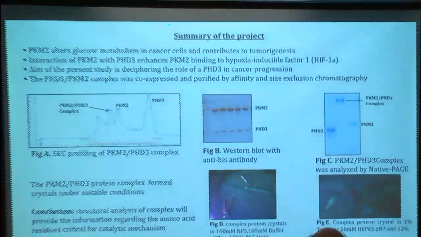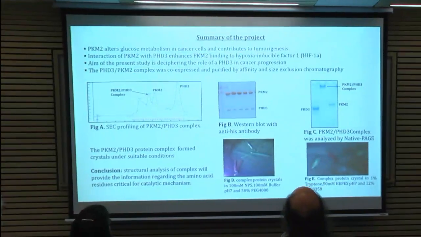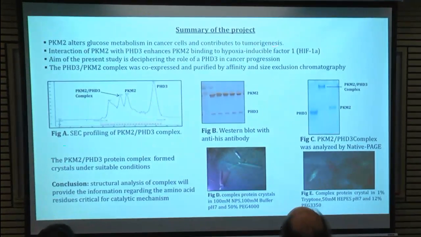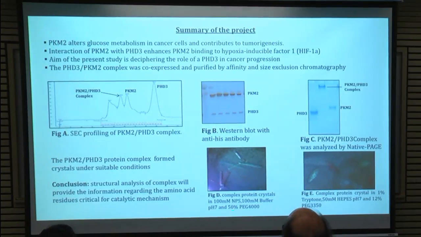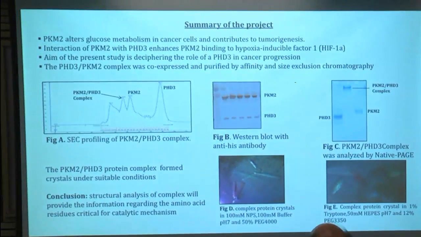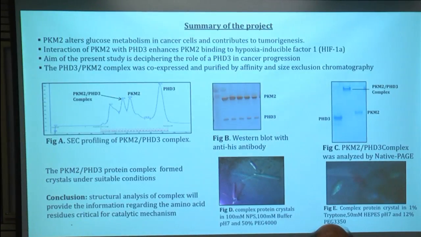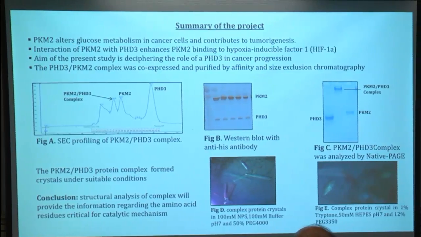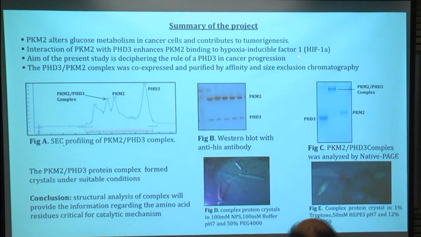Hello everybody, I'm a postdoc at the Indian Institute of Technology, Delhi, and my mentor is Dr. Ashok Kumar Patel. Basically I am working on pyruvate kinase M2, which alters glucose metabolism in cancer cells. How it alters glucose metabolism: PKM2 interacts with the hypoxia-inducible factor HIF1 alpha. One enzyme is PHD3, prolyl hydroxylase 3. It alters the pyruvate kinase M2 structure, and it activates PKM2 to interact with HIF1 alpha.